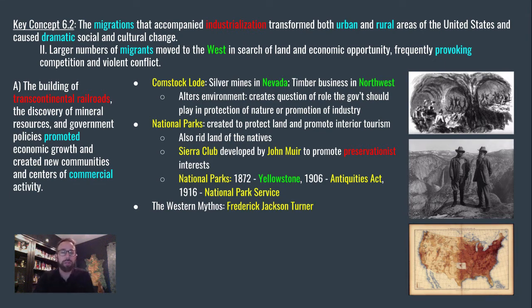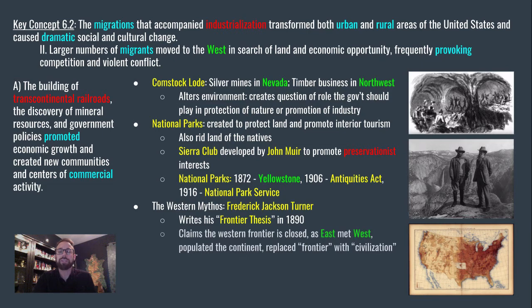This was mostly generated by a guy named Frederick Jackson Turner, who wrote something called the Frontier Thesis in 1890. What he was claiming is that the frontier was closed. East had met west. If you look at the map down there, you can see population densities. So you can see that the west was populated before stuff in between the Midwest and the far west really started. Those two areas got populated before the place in the middle.